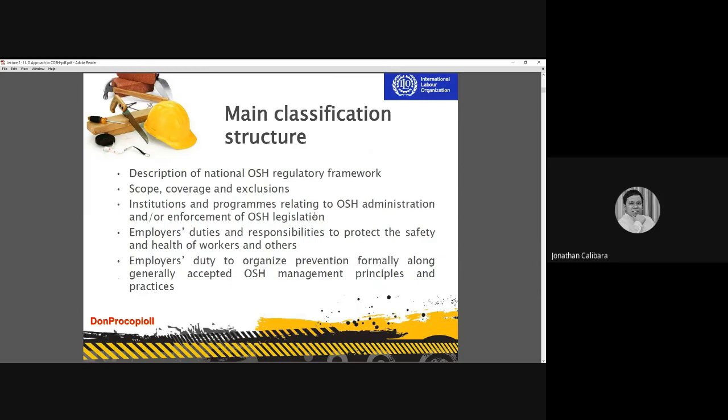Third one is institutions, programs relating to OSH administration and or enforcement of OSH legislation. These are the people who are behind the ILO organization. Employers also have duties and responsibilities to protect the safety and health of workers. For example, I am working in Saudi Arabia, no? I am always giving an example through my experience, okay? If I don't have experience, I will share also to you. In my 6 years in Saudi Arabia, what I have experienced there, class, is that the company who hires you, no?